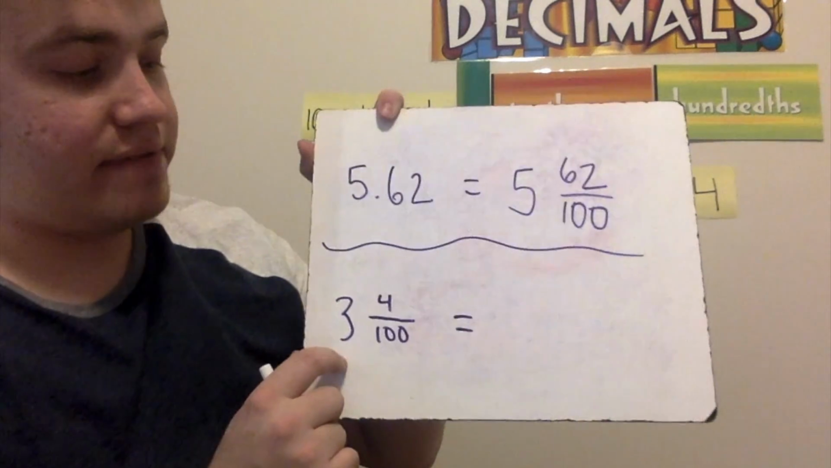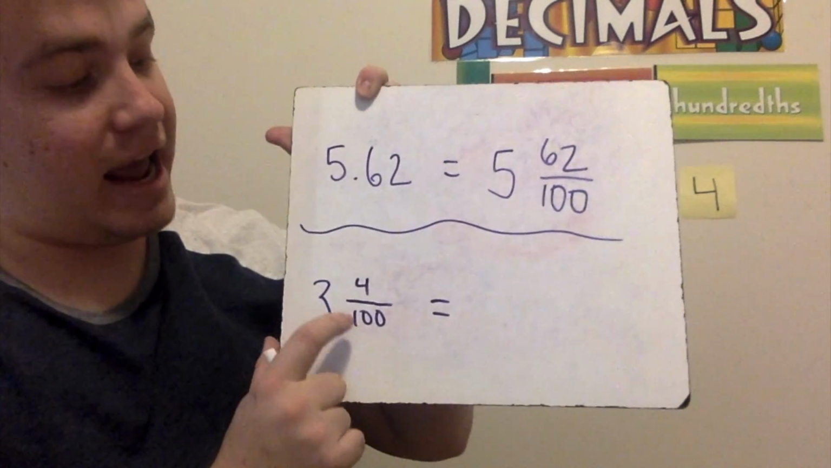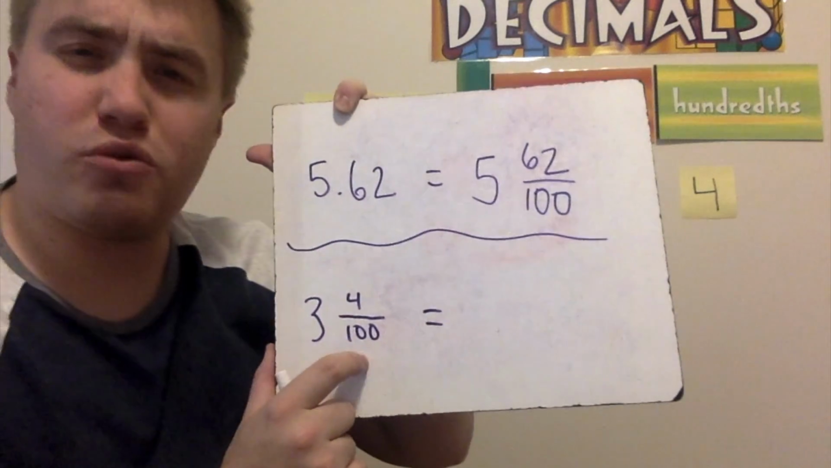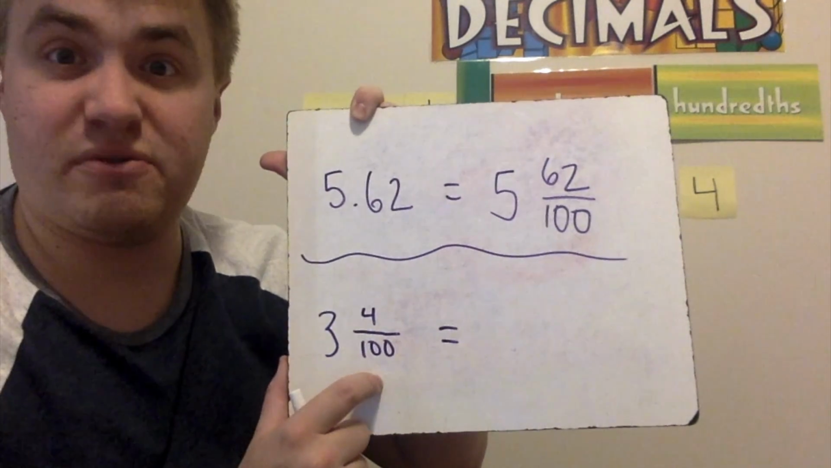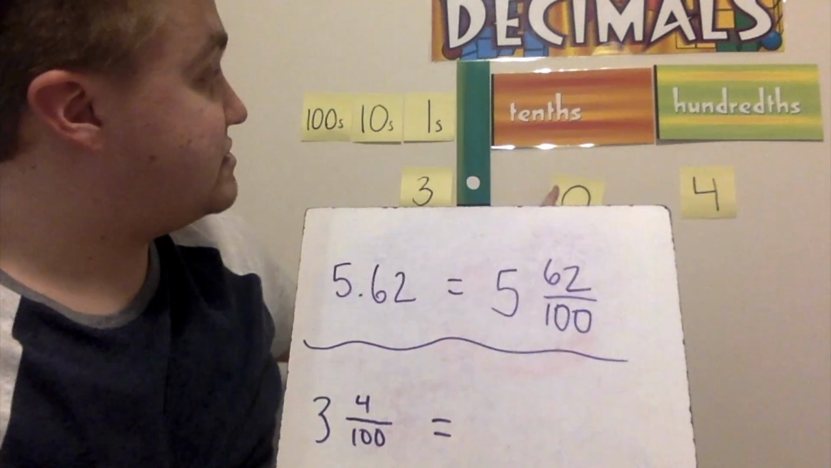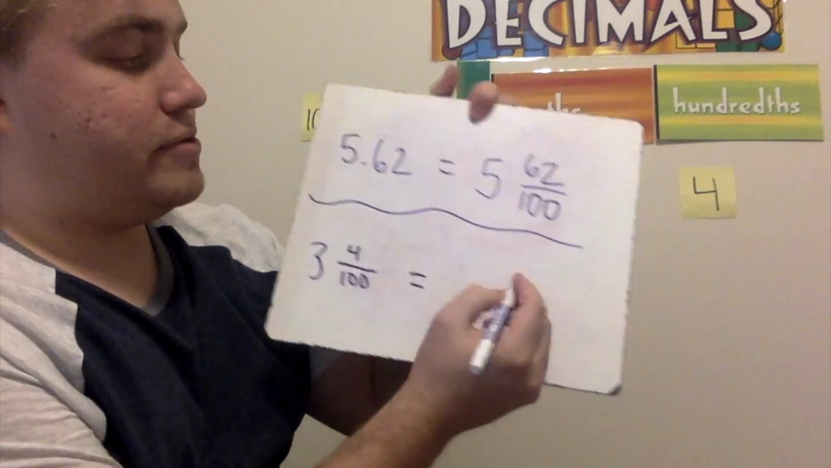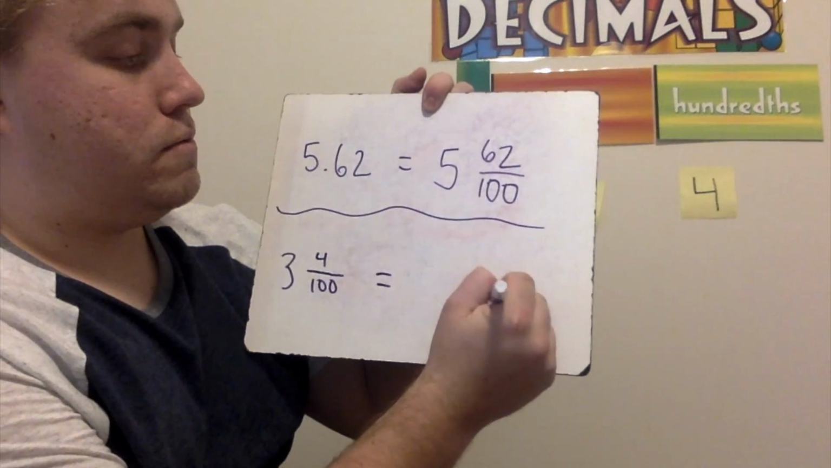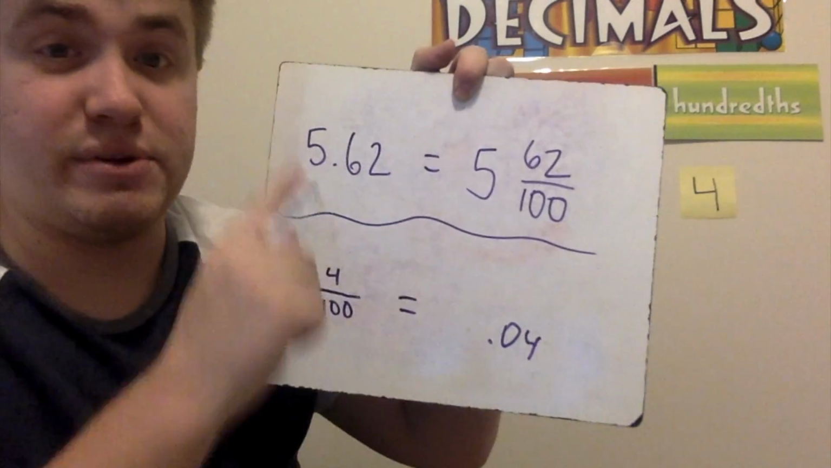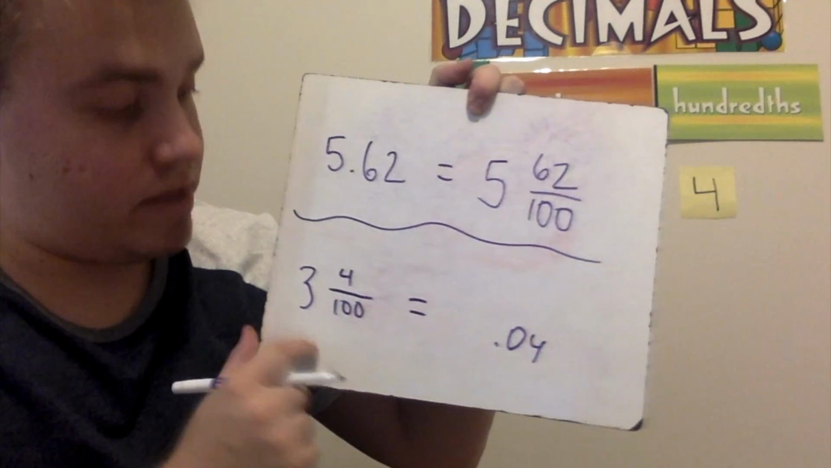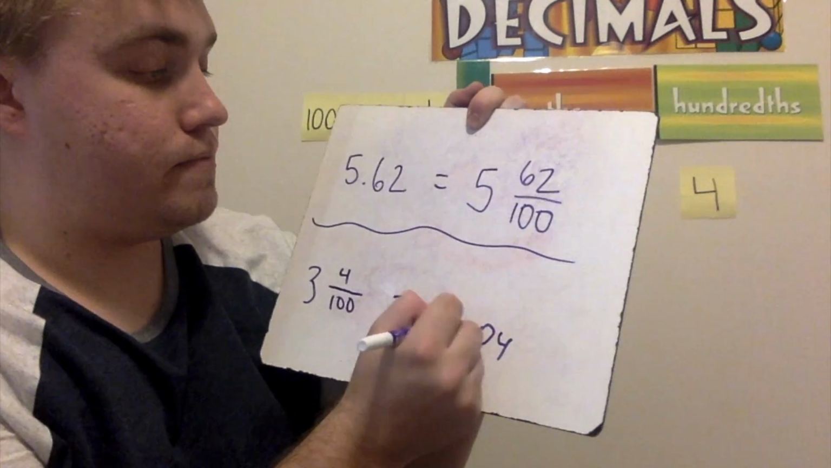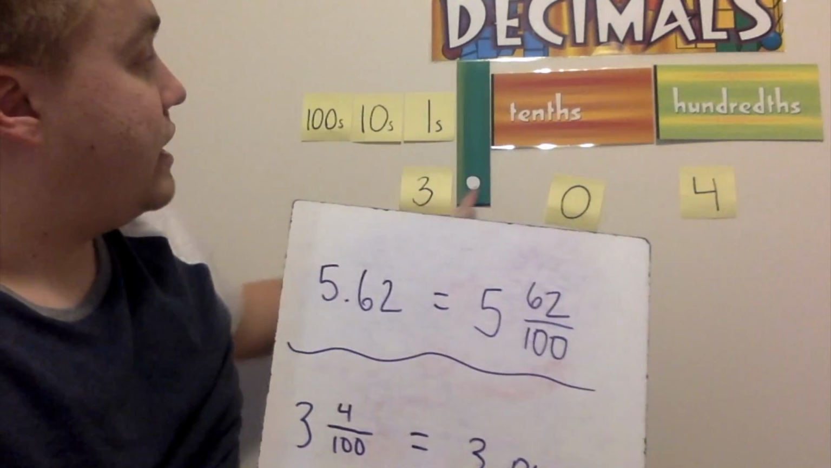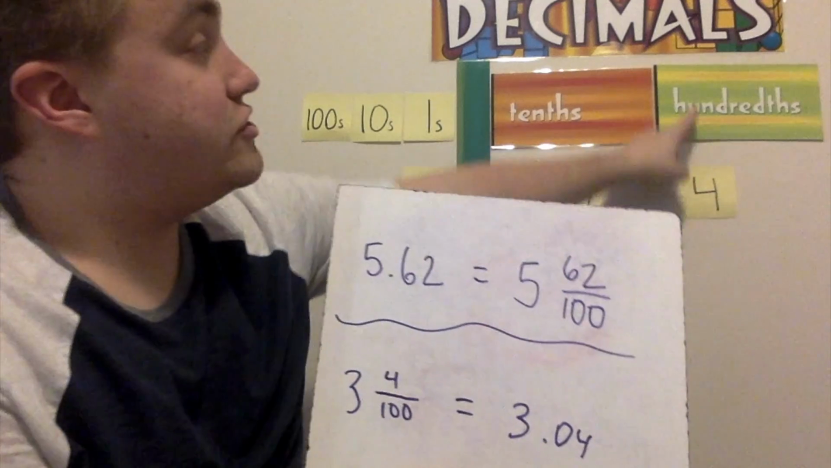Okay? Now I have the fraction 3 and 4 hundredths. And we know how to write the decimal 4 hundredths, right? We do 0.04. So I'm going to put that over here. Okay? And just like we did up here, we're going to move that 3 and put it right in front of the decimal. Right? 3 and 4 hundredths.